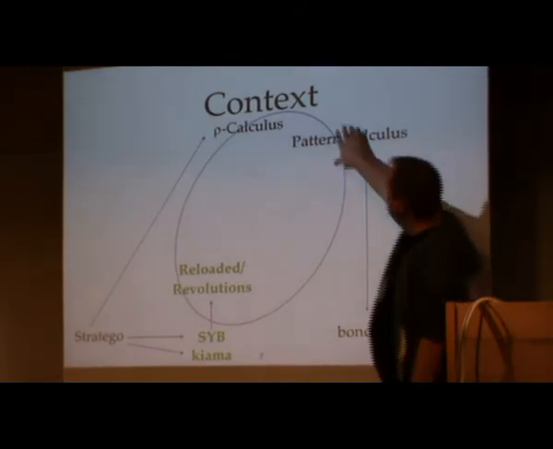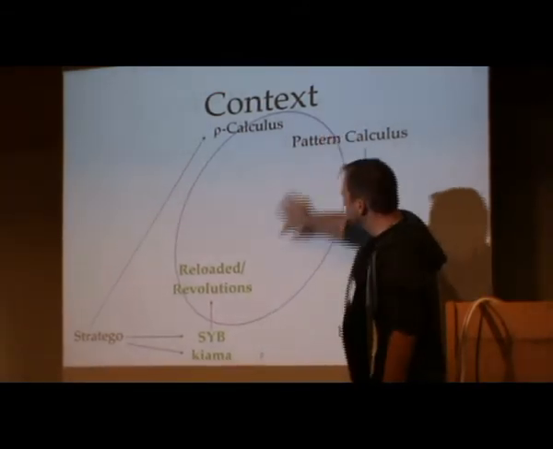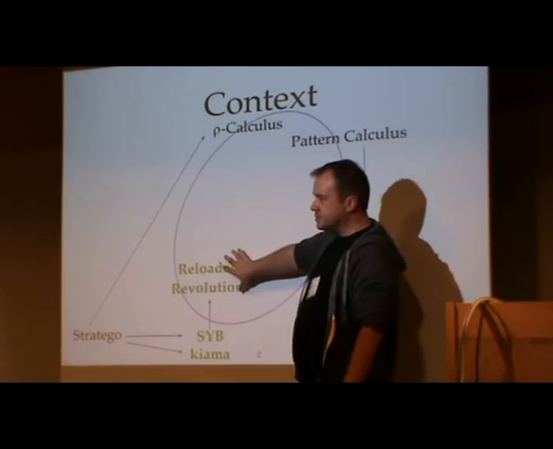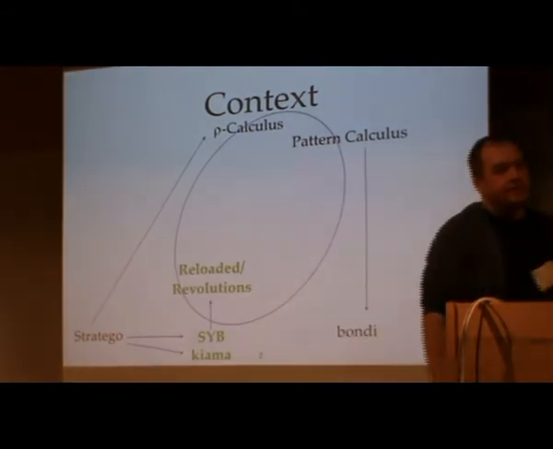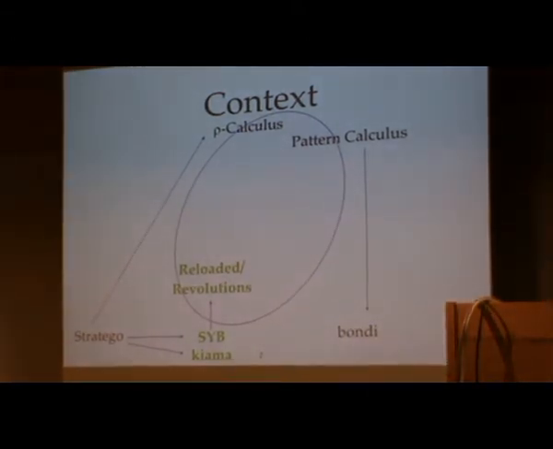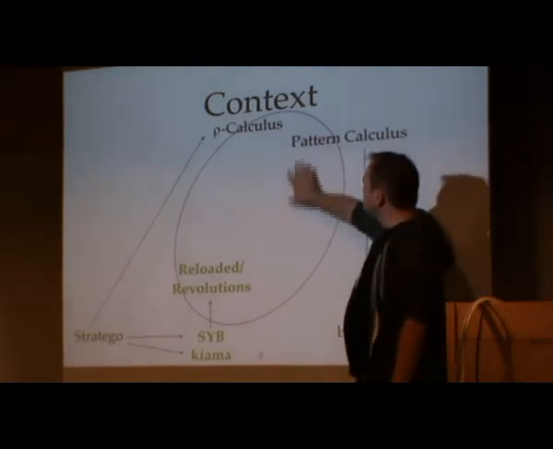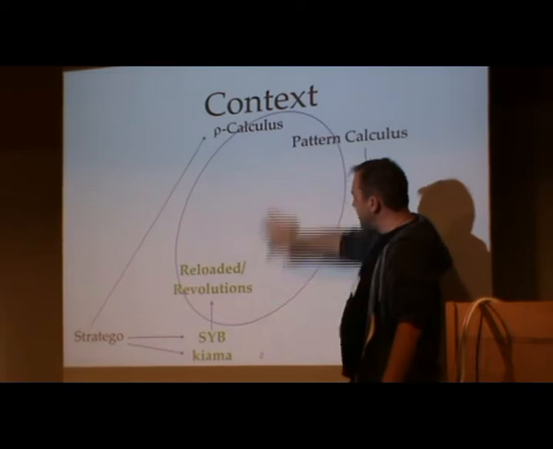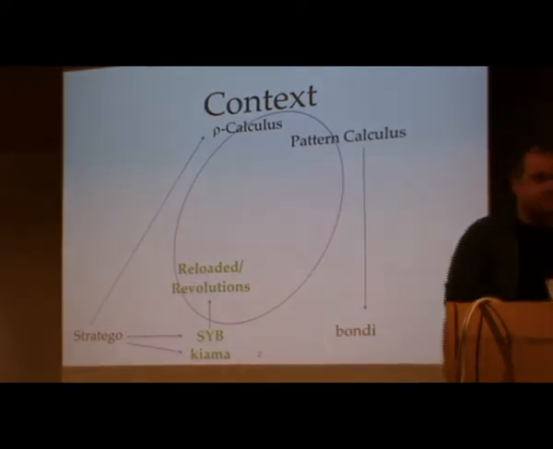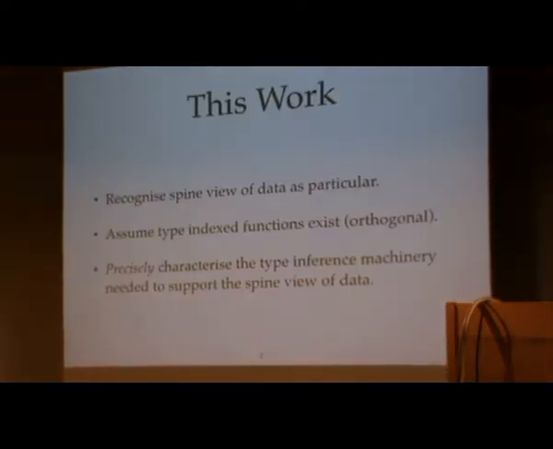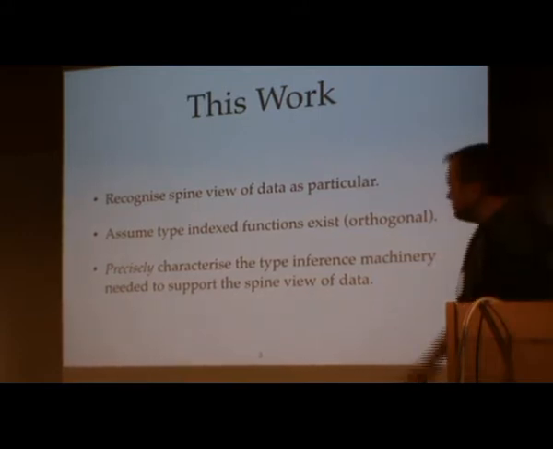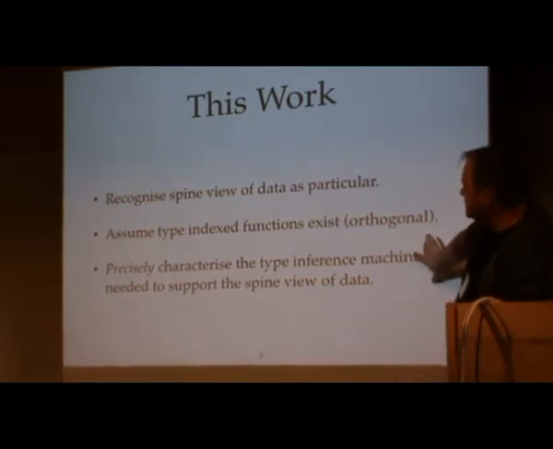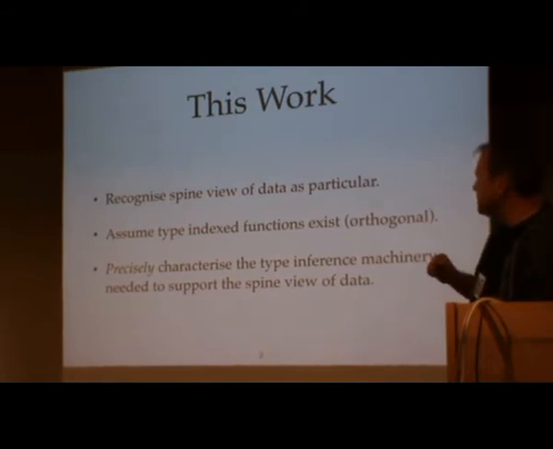So we recognize that the pattern calculus was using the same view of data as Scrap Your Boilerplate that was expressed by Hinze there in Reloaded and Revolutions. And so we want to fill in the gaps in between here very explicitly between the theory side of things and the practice side of things. So very specifically here, we want to precisely characterize the type inference machinery needed to support the spine view of data.